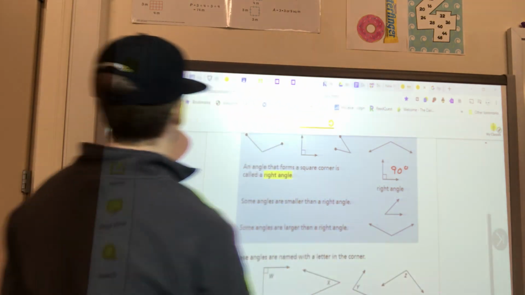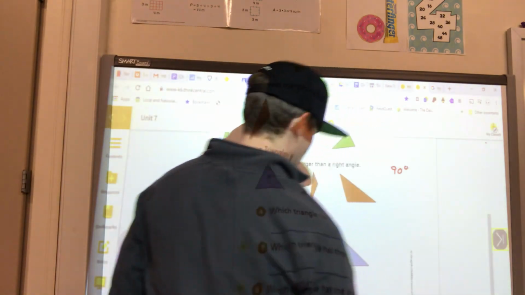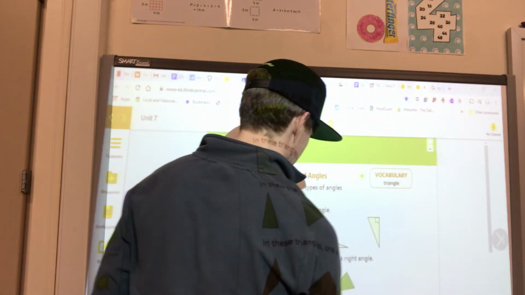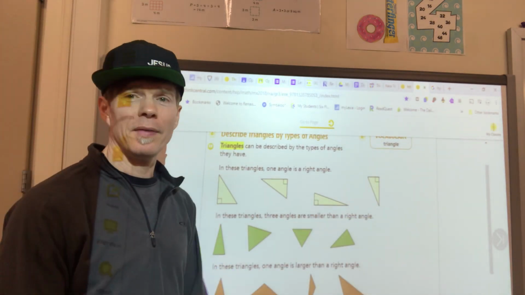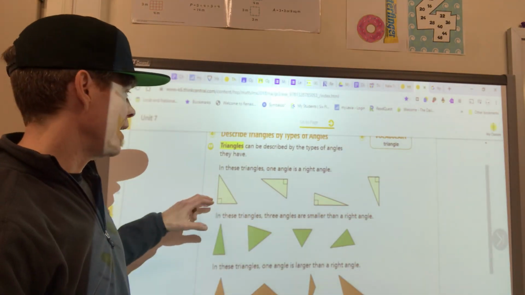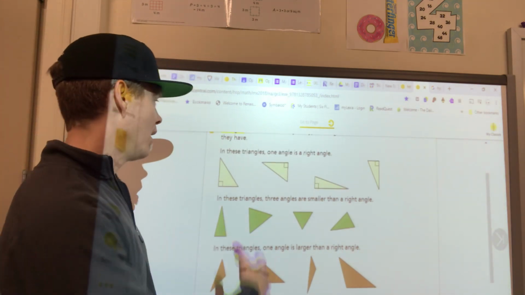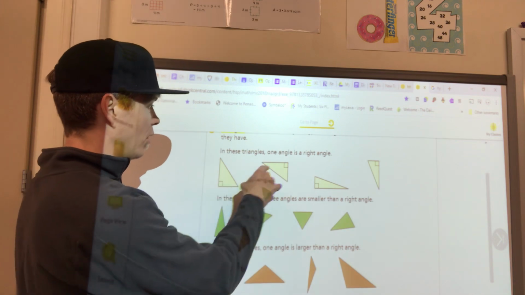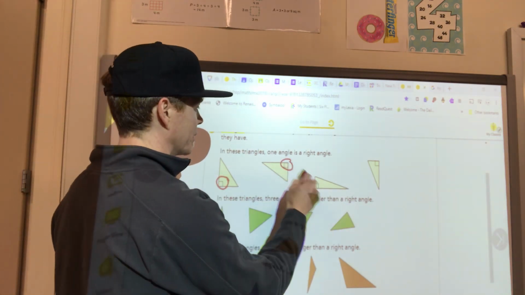Now, along with angles, we also have triangles. With triangles, it's kind of the same thing. As you saw in the Math Antics video, they can be described by the angles that they have or the sides that they have. Here we see all of these are 90 degrees, and I know this because right here there is a box in the corner.